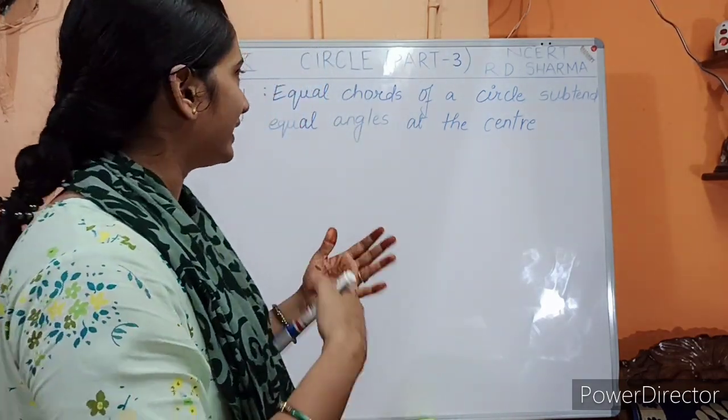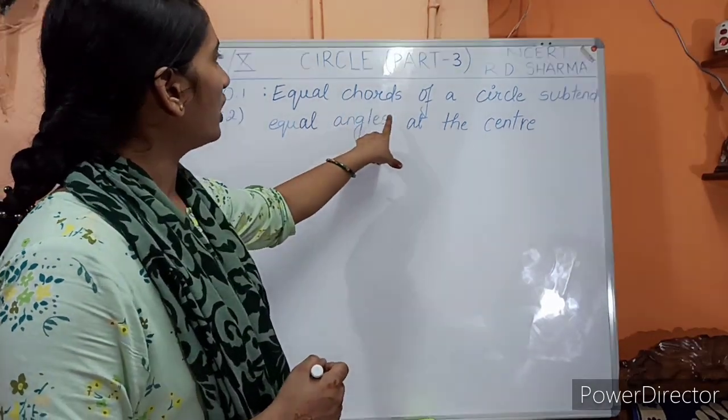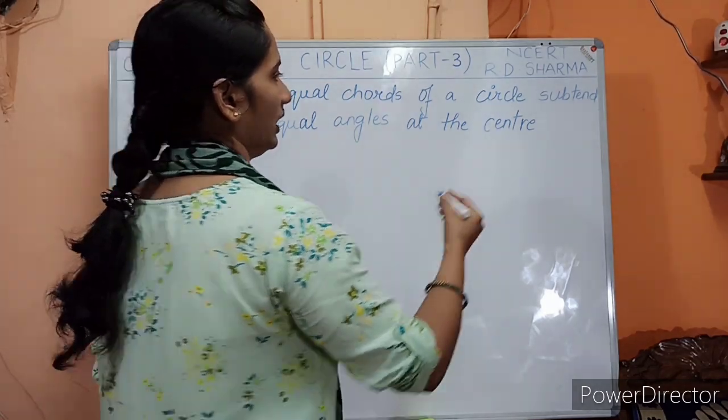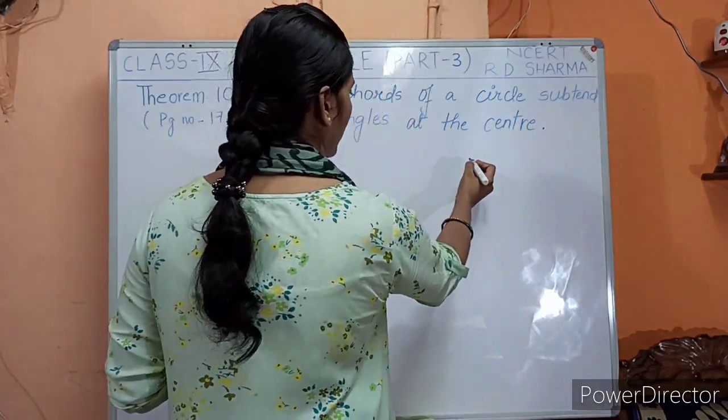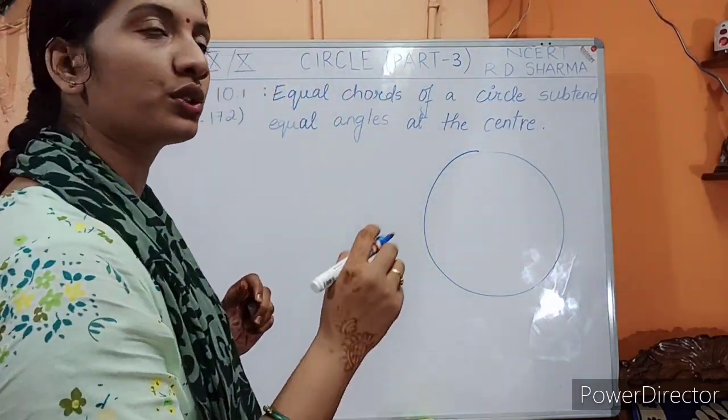Okay, so let us see what the theorem says. Equal chords of a circle subtend equal angles at the center. Okay, so what is the meaning of this theorem? Let me explain through the diagram.